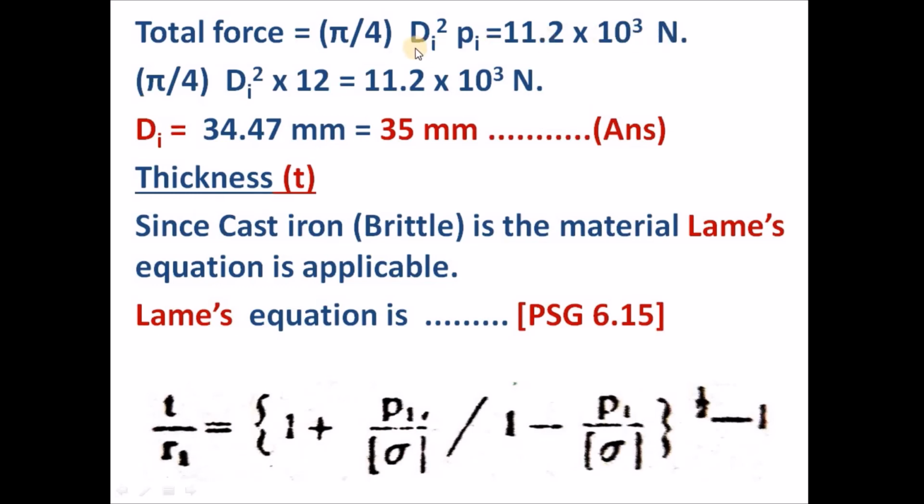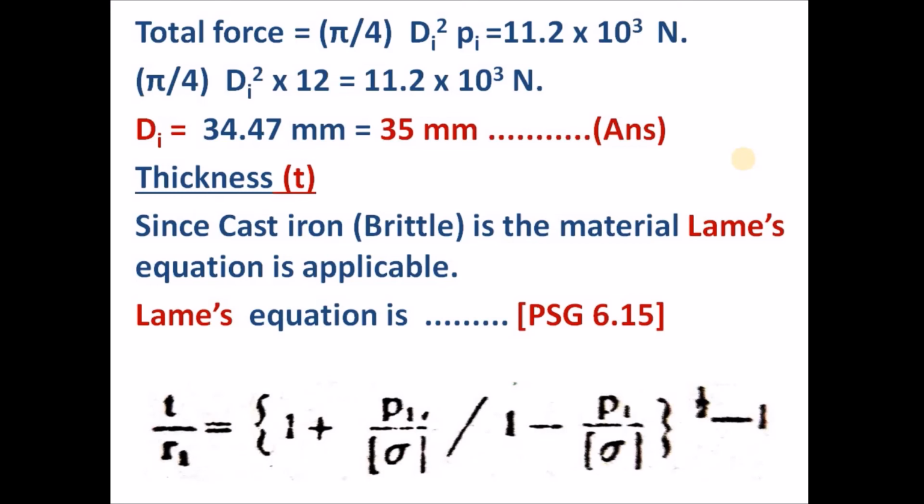Then here the known values are given. Pi by 4 di square is unknown. At the same time PI is nothing but 12 Newton per mm square, that is given here. The only unknown is now di. Di can be calculated from this relation as 34.47 mm, that may be rounded to 35 mm. Now the inside diameter of the cylinder is designed as 35 mm. That is one answer. Then we have to find out the thickness.